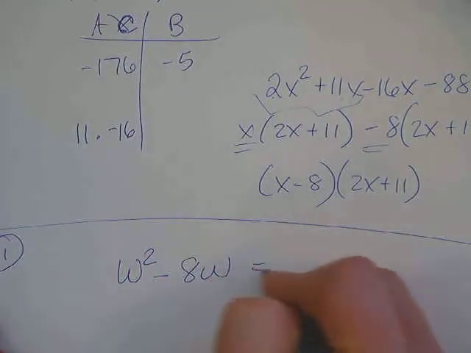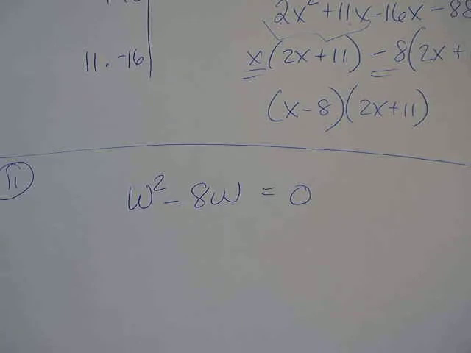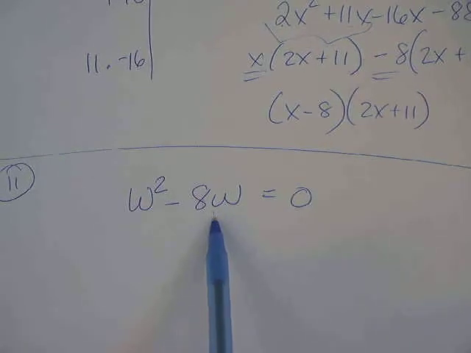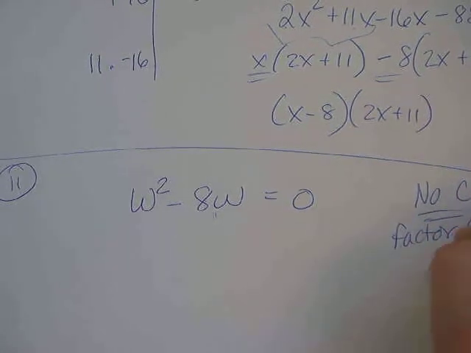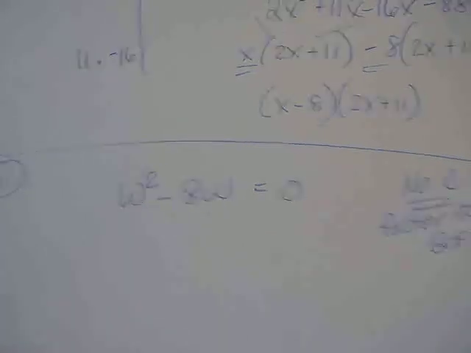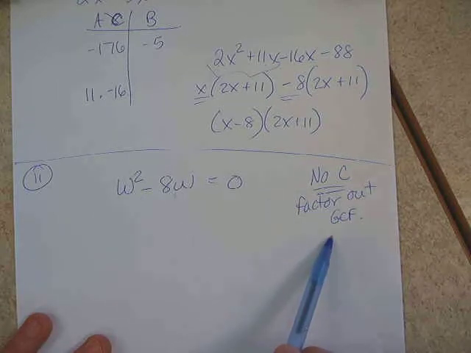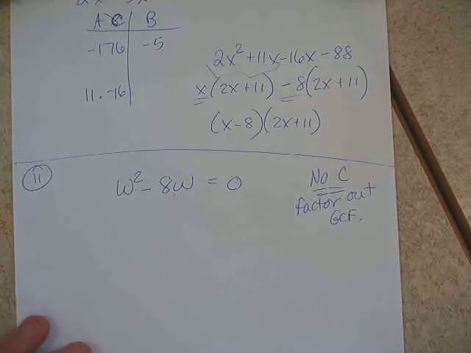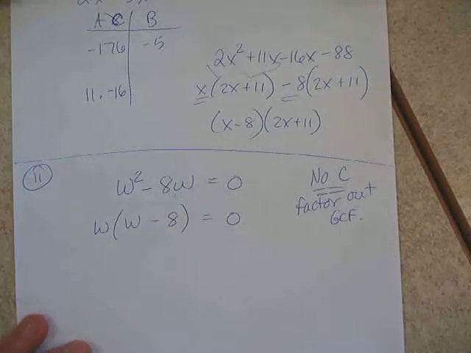Okay, there's one last example I want to do and get it on the video. It's number 11 in the homework. W squared minus 8w equals 0. When there's no c, there are not two binomials. So this looks harder than it is. This is not C, this is B, right? When there is no C, all you're going to do is factor out a GCF. It's actually easier than it appears. So no C, pull out the GCF. That's all you can do.